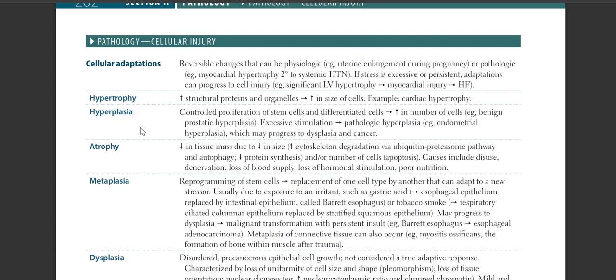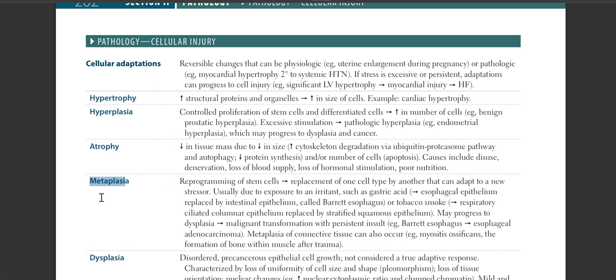Okay, so trophy means size. So if you have hypertrophy, that means increase in size, and then hyperplasia. So number is plasia, and hyper is more. So more number, increase in number. Now atrophy, A means no or less, and trophy means size. So it means a reduction in size.